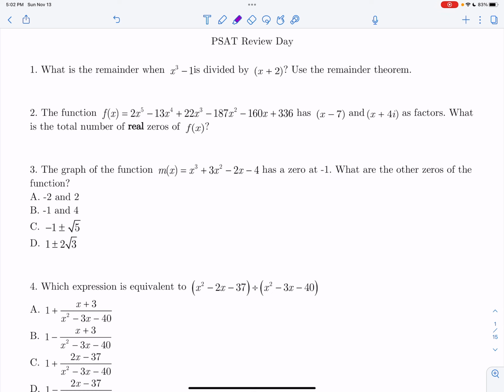So if I'm using the remainder theorem, I'm going to plug in -2 for x and evaluate, which gives me 9.